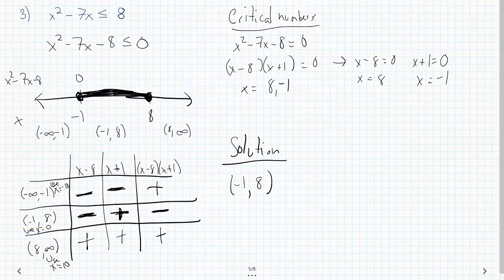Now, if it happened to be greater than 0, that's where you use the other two intervals and use a union symbol between them. But you can see how we use critical numbers and then find solutions and things like that. So hopefully that makes sense on that part.